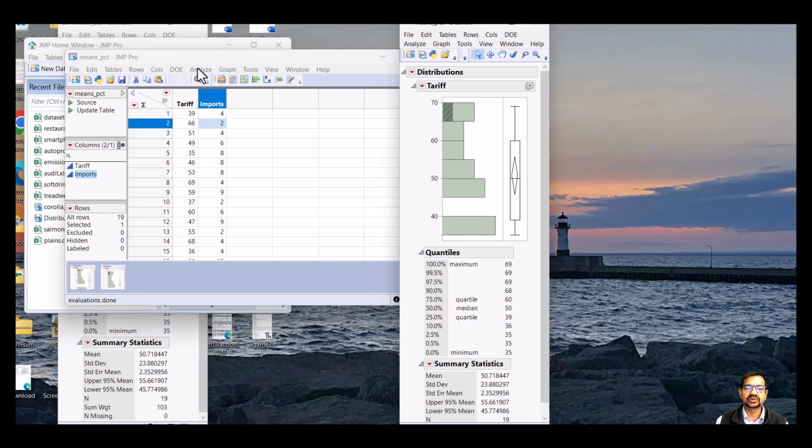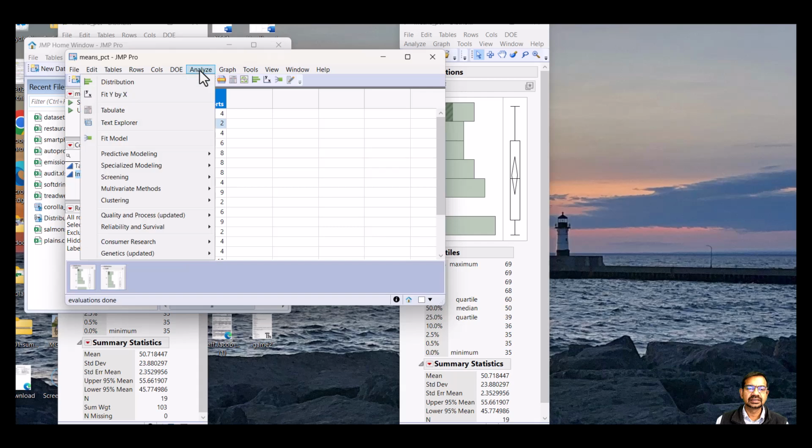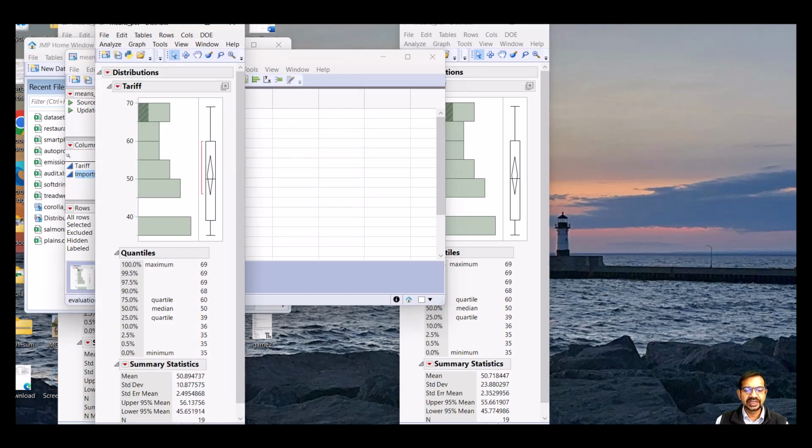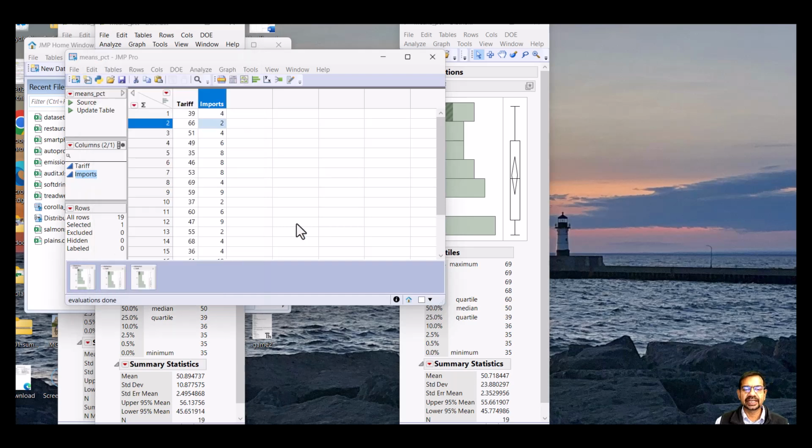So if we go back to our analysis, Analyze, Distribution, and now we get an unweighted average. So we see that unweighted mean was 50.89 and weighted mean is 50.7. Now there's not much of a difference, but for a different series, we would have gotten a different value. Essentially what's happening in calculation of mean is that in the numerator, it's 39 times 4, 66 times 6, and so forth, and all of them added, and then divided by the sum of 4, 2, 4, 6, etc.